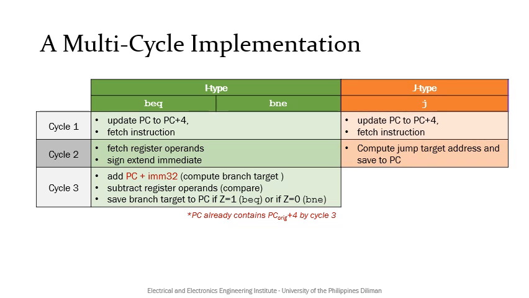For jump instructions, the first clock cycle is still for PC update and instruction fetch, while the second clock cycle is for jump target address computation and saving this value back to PC.